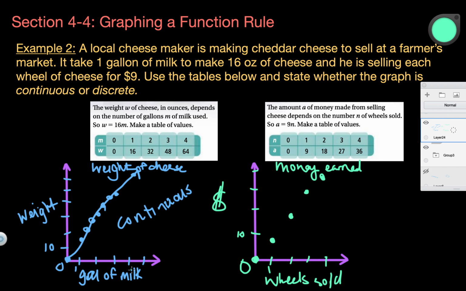If I connect these points, that means that I could sell 1.2 wheels, 1.3 wheels of cheese, 1.5 wheels of cheese, and I can't. The wheels of cheese are the wheels of cheese. I can only sell 1 or 2 or 3, only whole numbers of wheels of cheese. So this graph has to stay as isolated points because those are the only amounts of money I can earn, because I'm only selling whole numbers of cheese. So this is a discrete graph. So you need to know your situation to figure out if it's discrete or continuous.